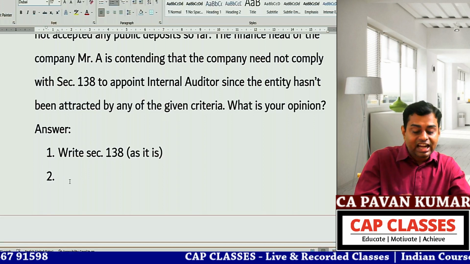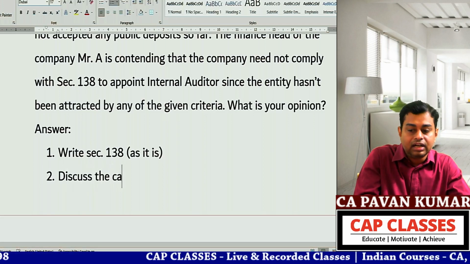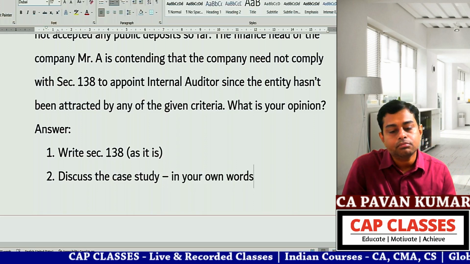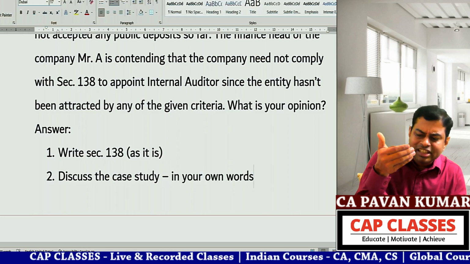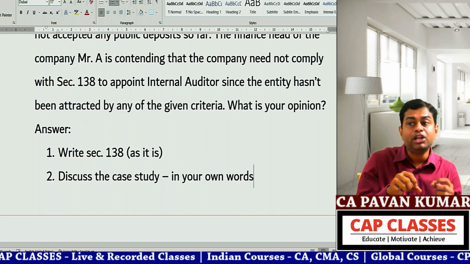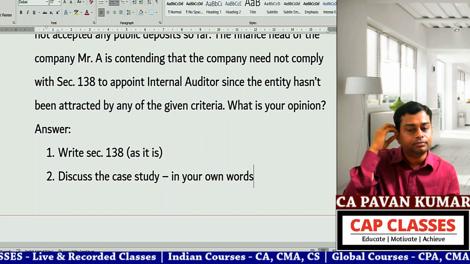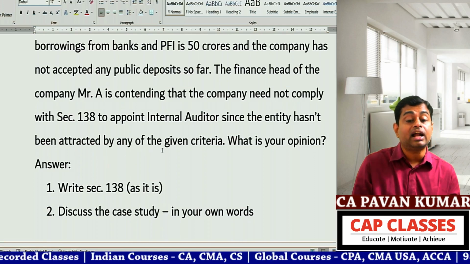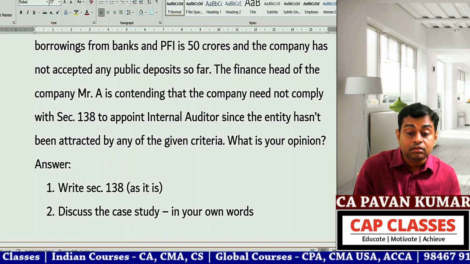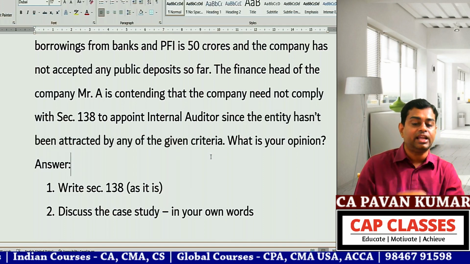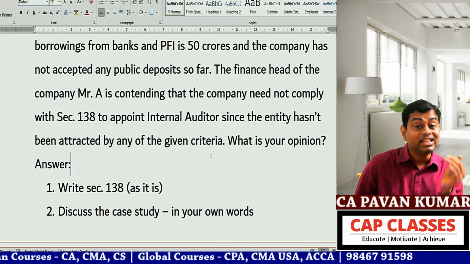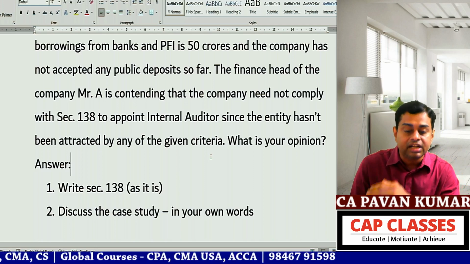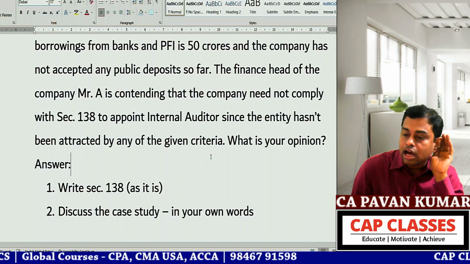So in the second point, discuss the case study in your own words. This is nothing but copy paste of the question. Facts remain the same, but you will not write the exact construction, you will paraphrase it. So you will not write, since the entity has not been attracted by any of the given criteria. This is the construction of the sentence in the question. You will not copy the same. Since the actual numbers are below the specified limits. This is paraphrasing.